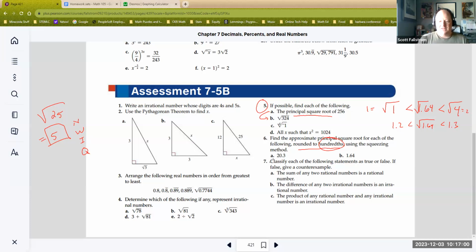Okay. Let's see here. Classify as true or false. Always, sometimes, never. You can see it coming, right? If false, give a counterexample. So go ahead and treat these like always, sometimes, never, which is good practice. The sum of two rational numbers is a rational number. So a over b plus c over d, is that a rational number?